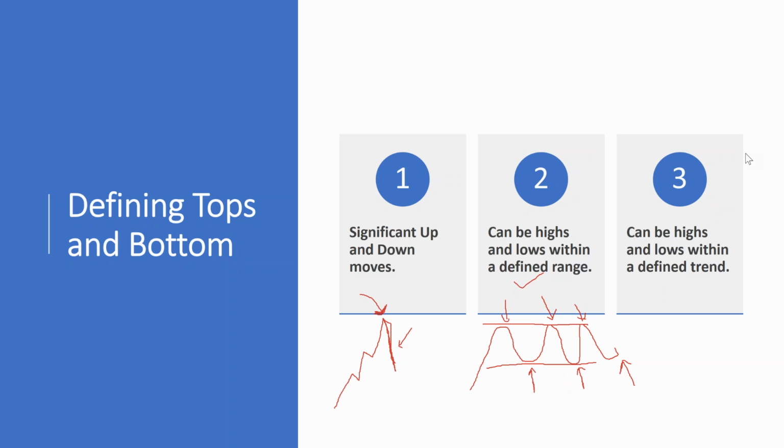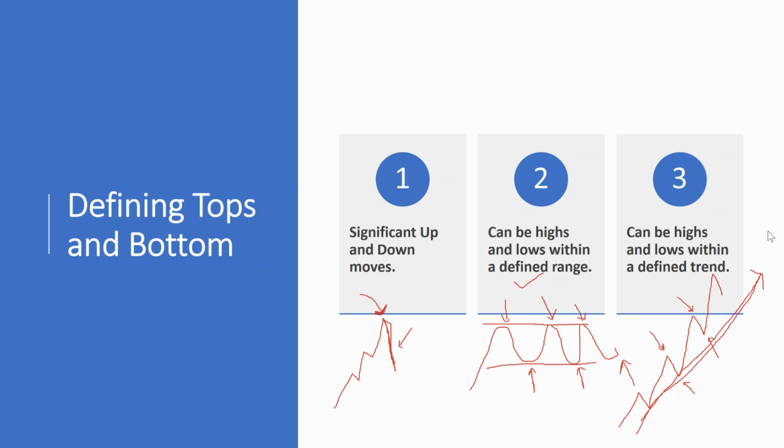And it can also be defined as highs and lows within a defined trend. That means we have an ongoing trend. Now this can be defined as a top, this as a bottom, this as a top, this as a bottom. It is a high and low within an ongoing trend. The trend is going up and these are the relative highs and lows.